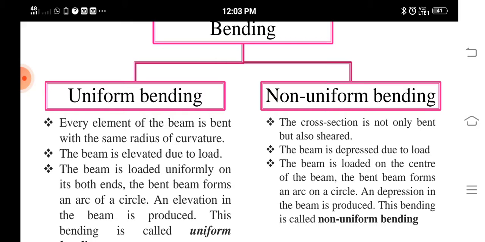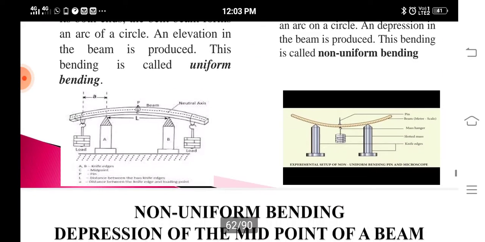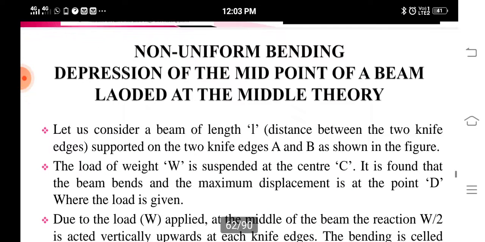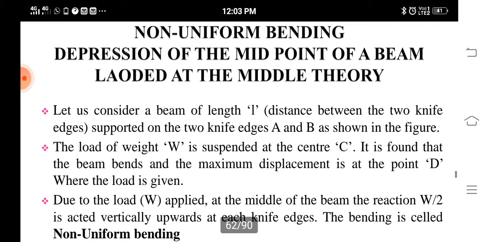But in case of uniform, it is only the same radius of curvature, only bending happens. The beam is depressed due to the load in case of non-uniform, but in case of uniform it is elevated. So first we'll see the non-uniform bending, depression of the middle point of a beam loaded at the middle, theory.